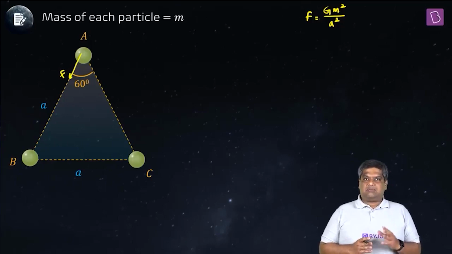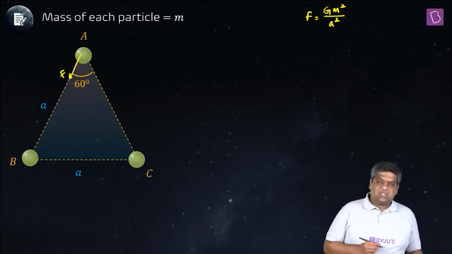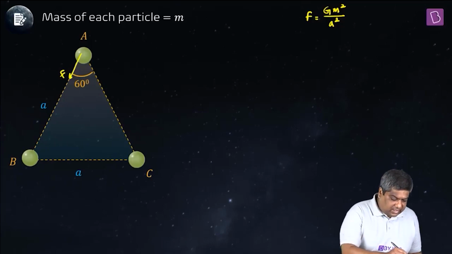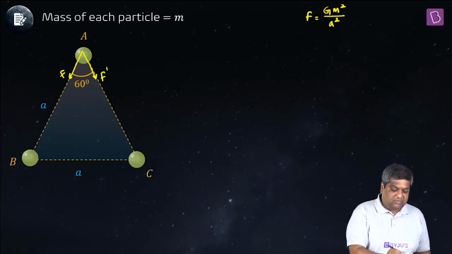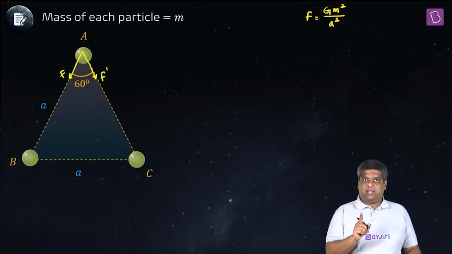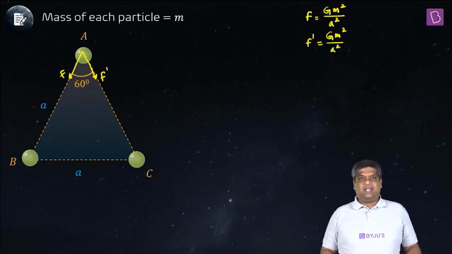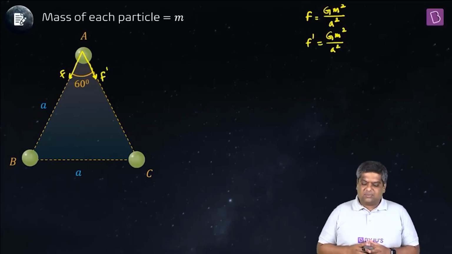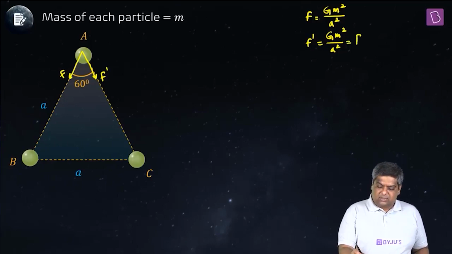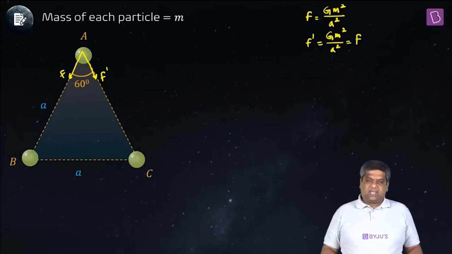Now what about the force from C? C also attracts A along the line joining them, correct? Along the line joining them with a force F prime, let us say for the time being, in magnitude. So what is F prime in magnitude? It is G. Again, the two masses are equal to M, and the distance between A and C is again A, the side of the equilateral triangle. So that will also be GM squared by A squared. So that will also be F. Now we need to calculate in which direction and what is the magnitude of the resultant force.